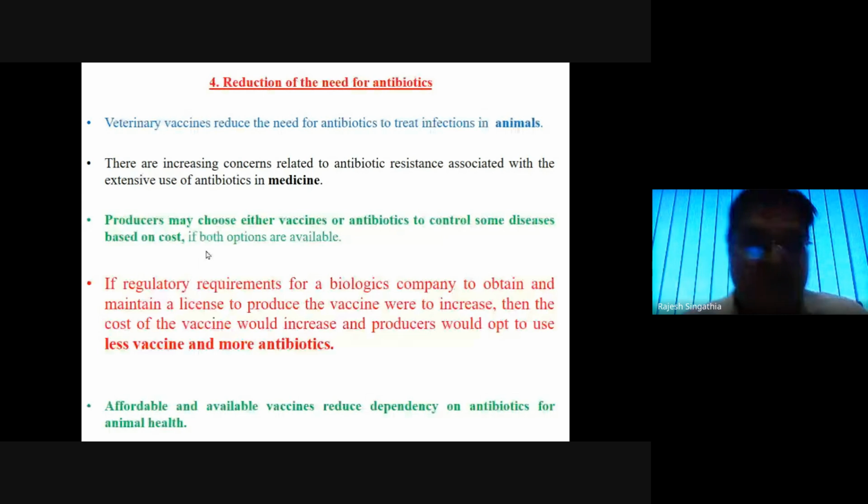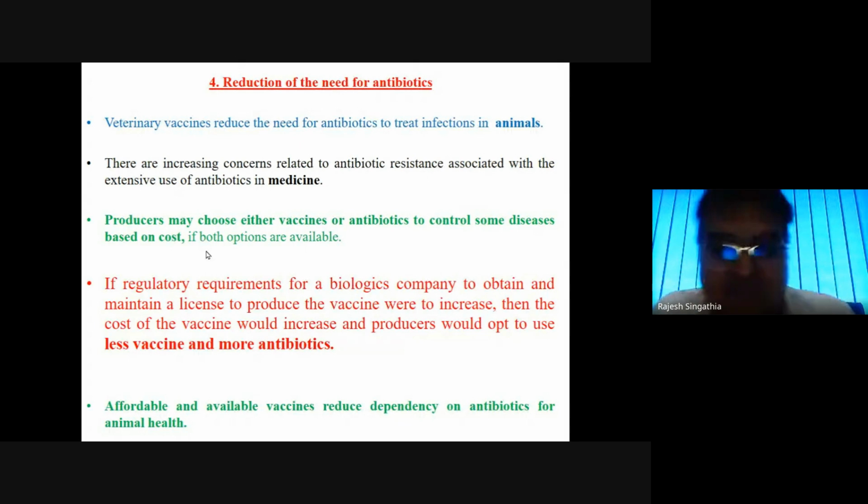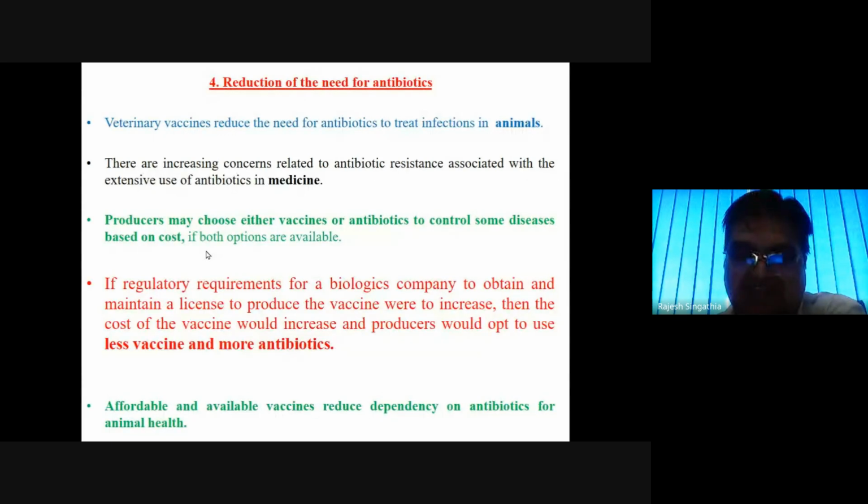So affordable and available vaccines reduce dependency on antibiotics for animal health. The vaccine should be cheap and cost effective, so that they use more vaccine and there is a reduction in the need for antibiotics.